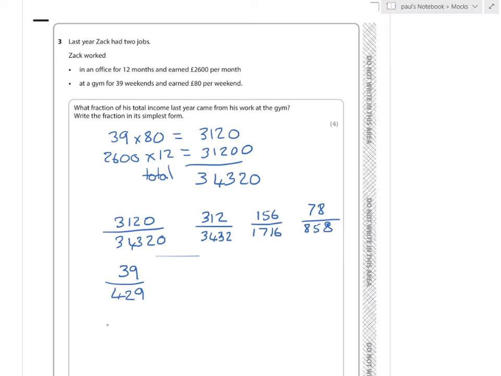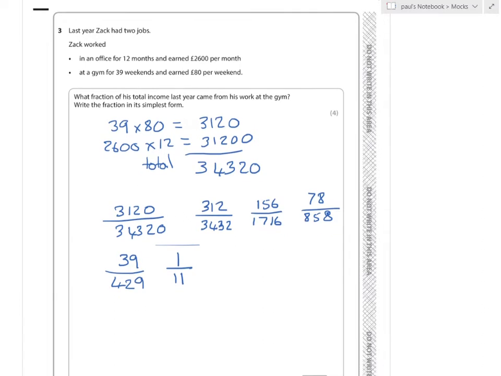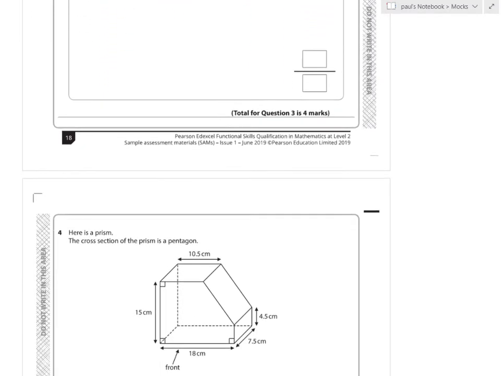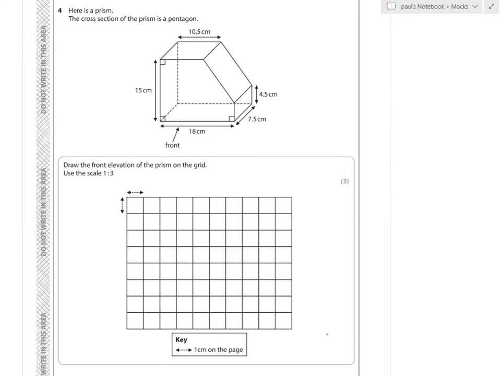Let's do 39. Lucky guess. 39 times 11 is that. So that goes down to 1 over 11. Oh, 11 times table. That would have been a monster.